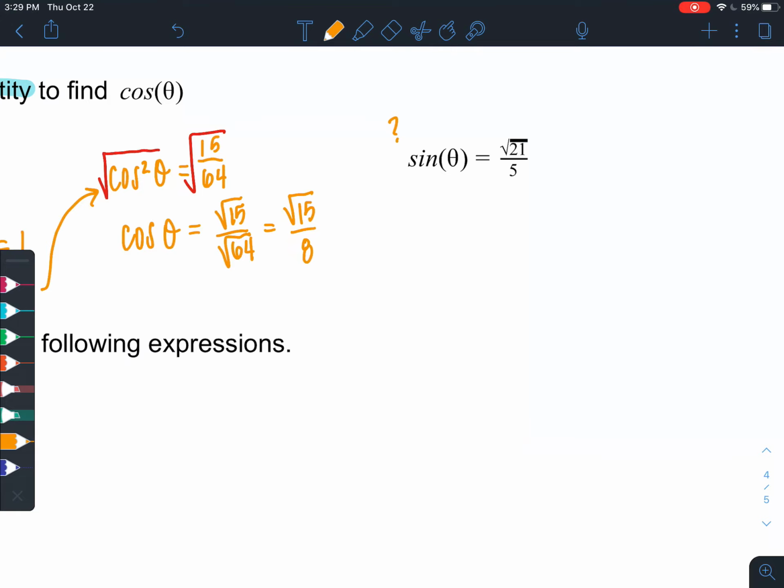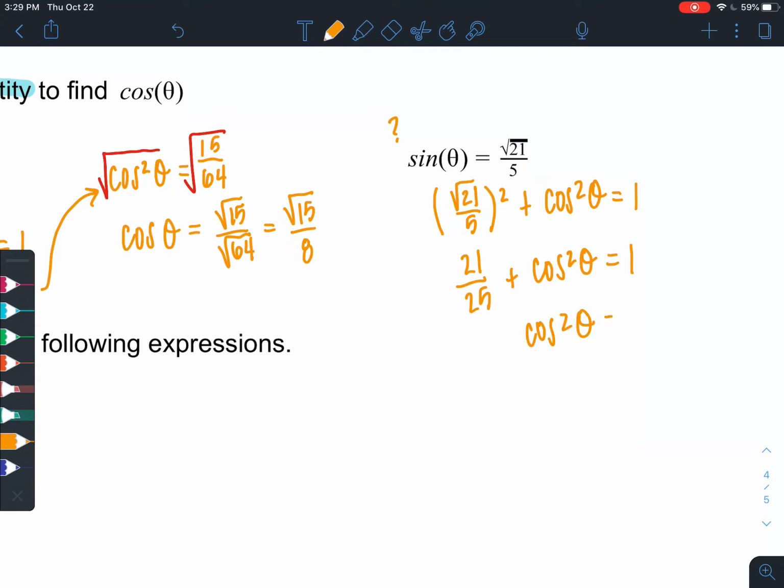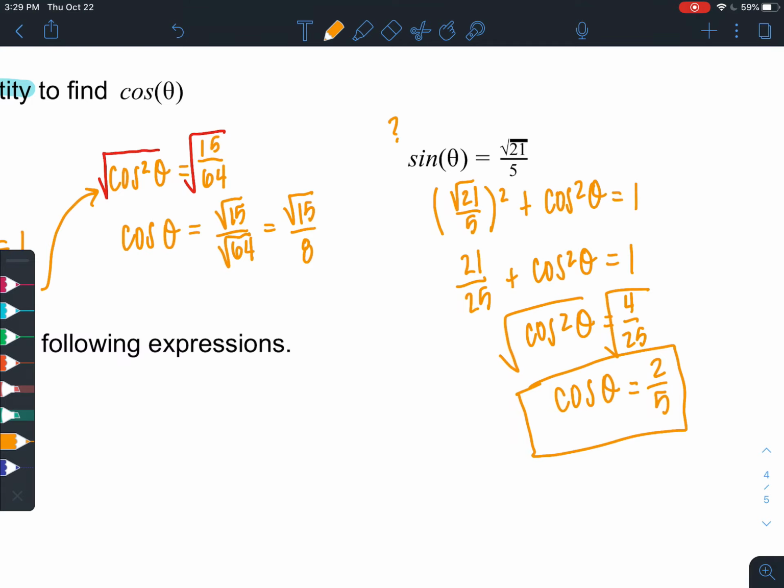Go ahead and try this next one on your own. So we have sine squared plus cosine squared equals 1. So we square both sides. We have 21 over 25 plus cosine squared theta equals 1. Subtract from both sides, we get cosine squared theta equals 4 over 25. Root both sides, and cosine of theta is equal to 2 over 5, which is a pretty neat trick.